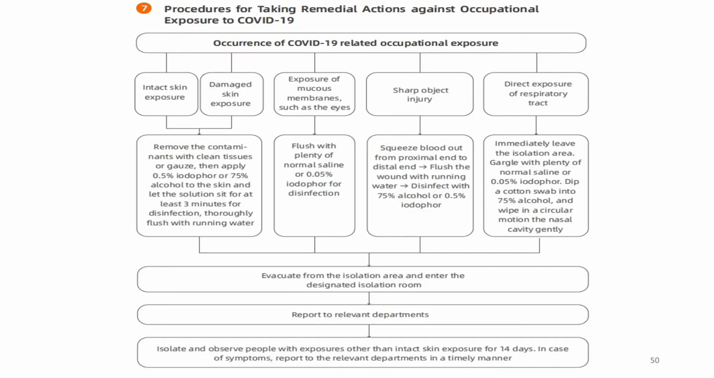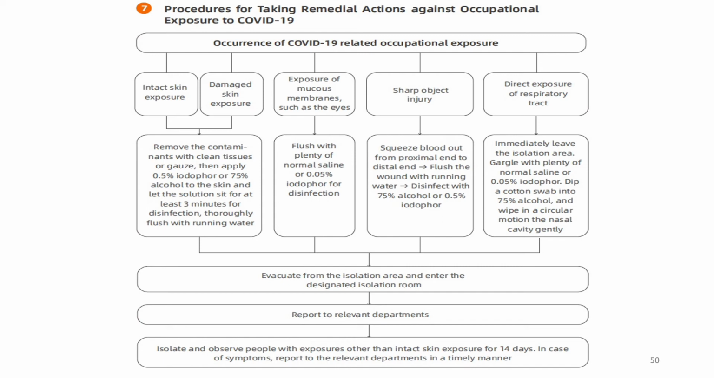So the procedures to take for taking remedial action against occupational exposure to COVID-19. Depending on what the occurrence of the COVID-19 related occupational exposure is, if it's been intact skin exposure or damaged skin exposure, the course of action is to remove the contaminants with clean tissues or gauze, then apply 0.5% iodophor or 75% alcohol to the skin and let the solution sit for at least 3 minutes for disinfection, thoroughly flush with running water.